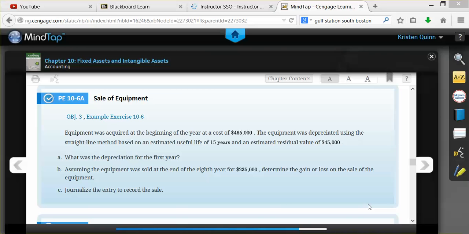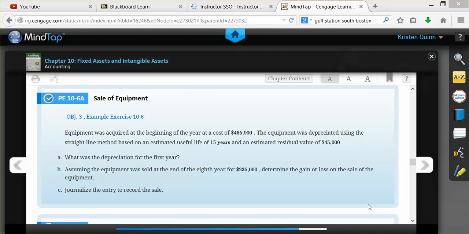The exercise tells us that we purchased equipment at the beginning of the year costing $465,000. The equipment was depreciated using the straight line method based on an estimated useful life of 15 years and an estimated residual value of $45,000.